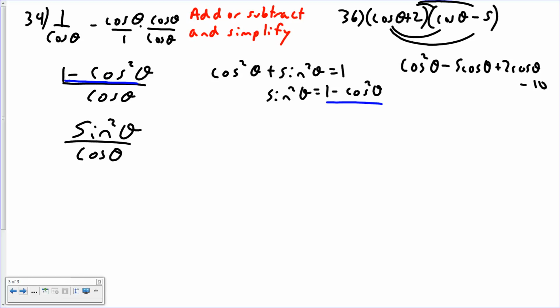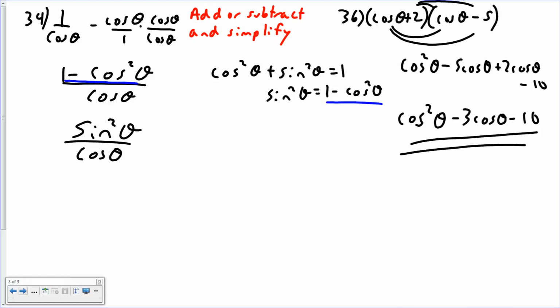These problems are generally pretty easy for students. Cosine squared theta minus 3 cosine theta minus 10. And you can't do anything else with that. You just leave it in that form. And that will conclude this section. Fill out those big rocks and make sure you keep those in front of you when you're looking at these items.